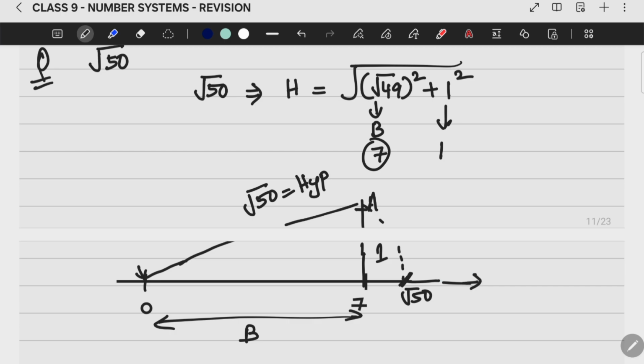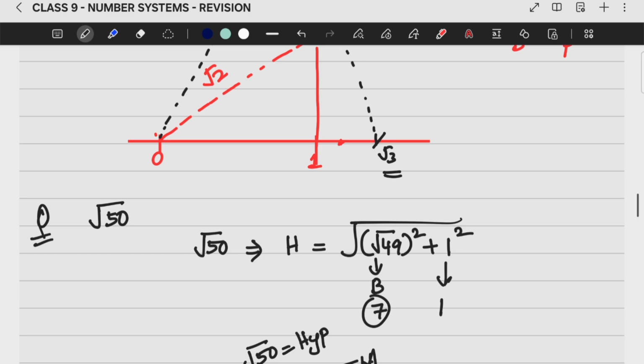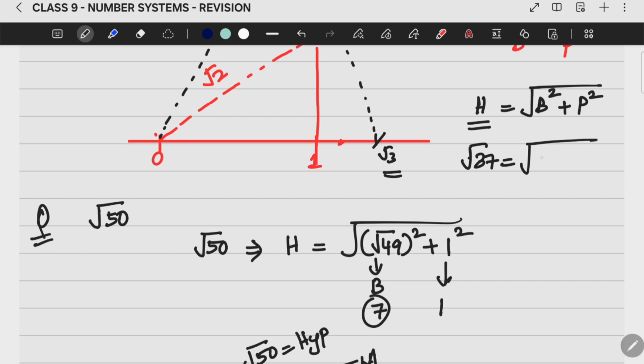This is one very important question that you are likely to come across: how do you locate an irrational number on a number line? Always make sure whatever irrational number is asked, that is your hypotenuse. Make use of square root of base square plus perpendicular square. Suppose you have root of 37, how will you do it? The base will be root of 36 the whole square, plus perpendicular which will always be 1. Root 36 is 6. So the base will be 6 and the perpendicular will be 1. This is how you will do it.